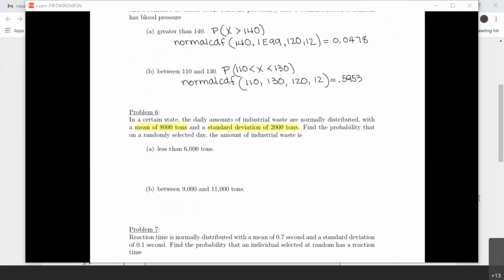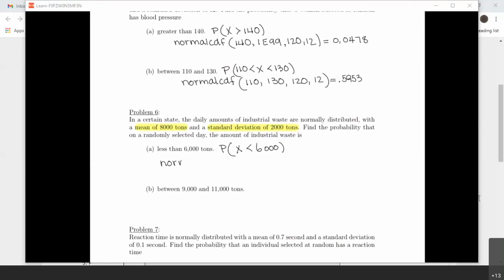So here I have industrial waste that's produced, and it's normally distributed with a mean of 8,000 and a standard deviation of 2,000 tons. If they're asking me for the probability that on any particular day, the amount of industrial waste is less than 6,000, they're asking me for the probability that X is less than 6,000.